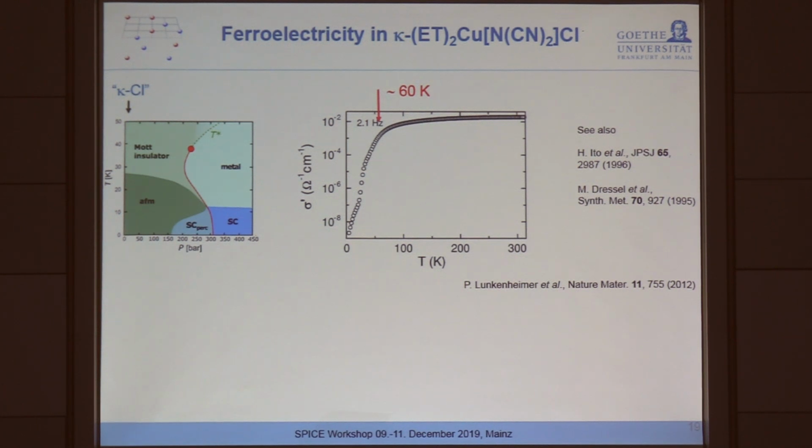And what we found, this is consistent with what other people found, namely that conductivity decreases, and around 60 Kelvin there's a break in the slope in the conductivity.